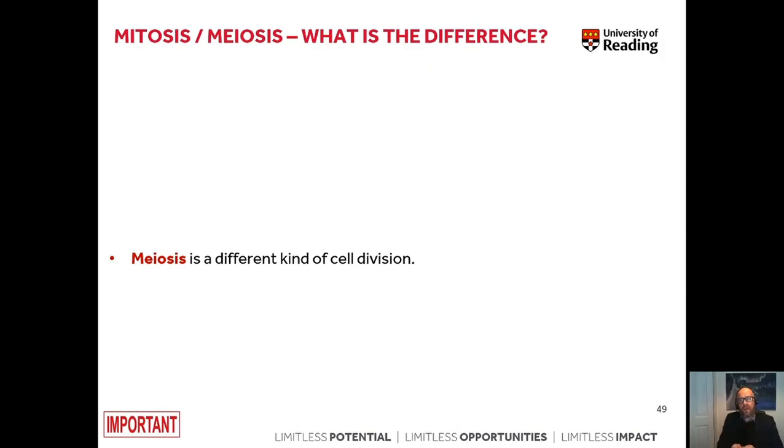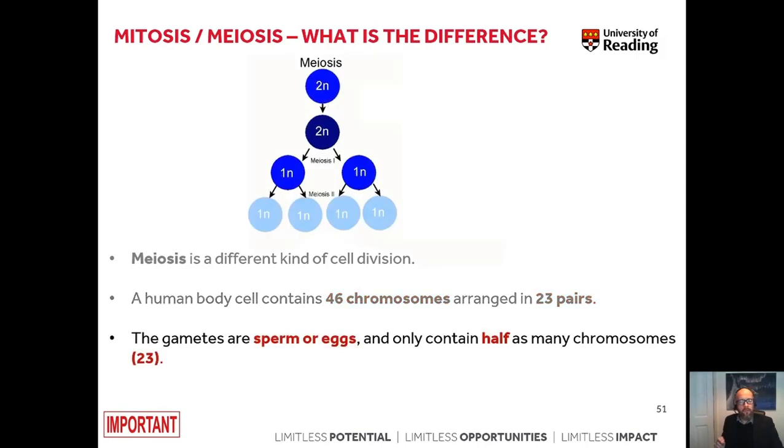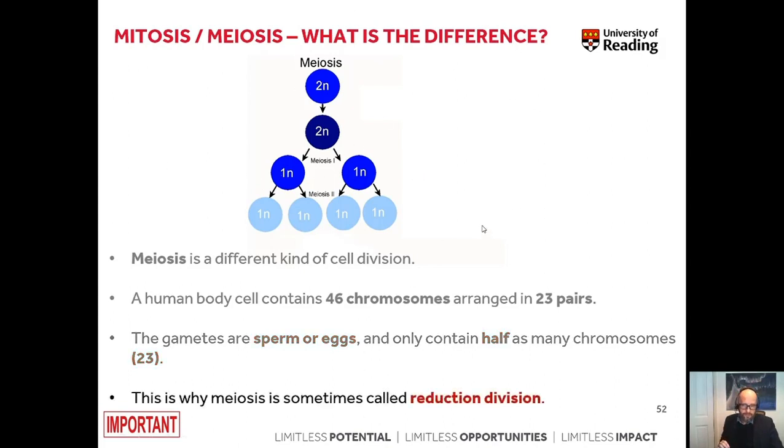Meiosis, in contrast, is a very different kind of cell division. Again, a human body cell contains 46 chromosomes arranged in 23 pairs. However, our sex cells, sperms or eggs, contain only half of it. So their chromosomal configuration is 1N. During meiosis, the number of chromosomes in a cell is reduced to a half. Therefore, meiosis is sometimes also called reduction division.